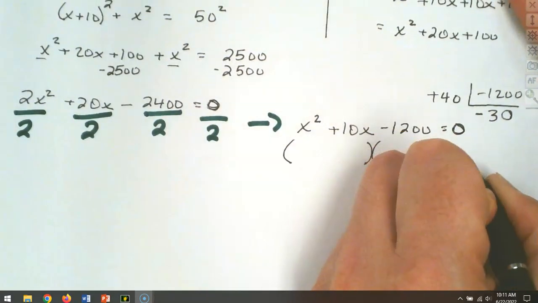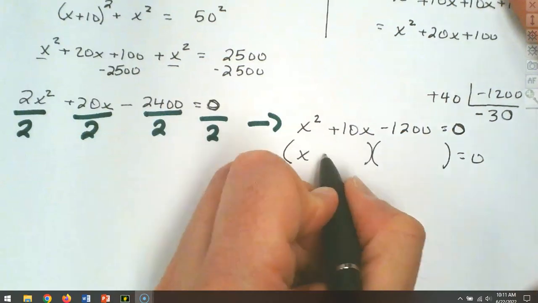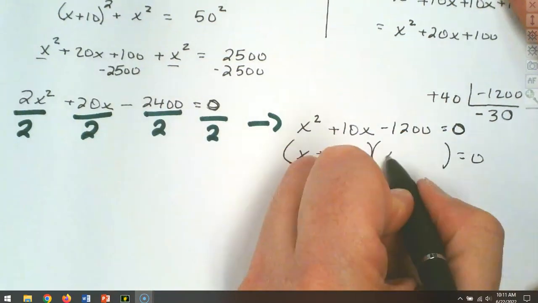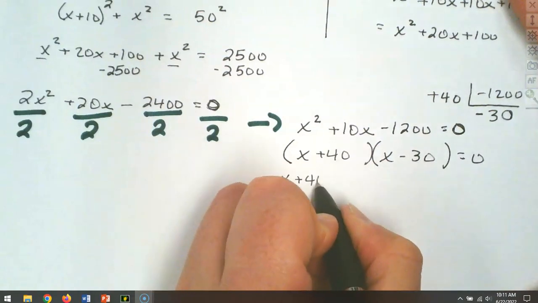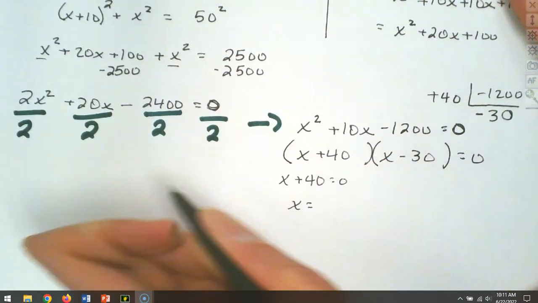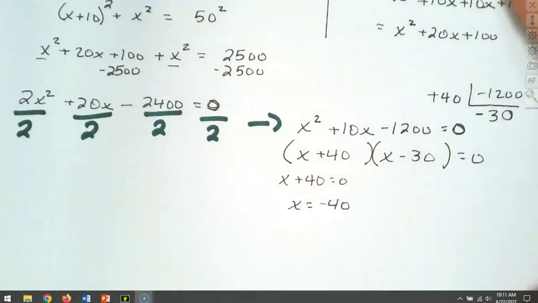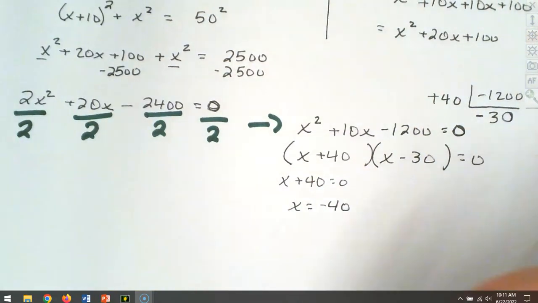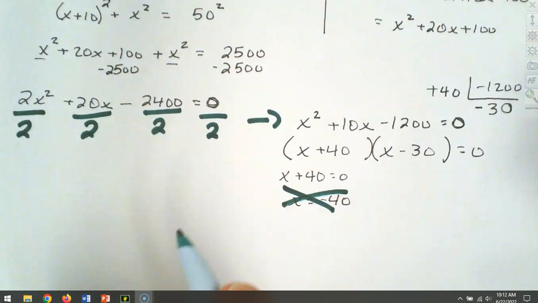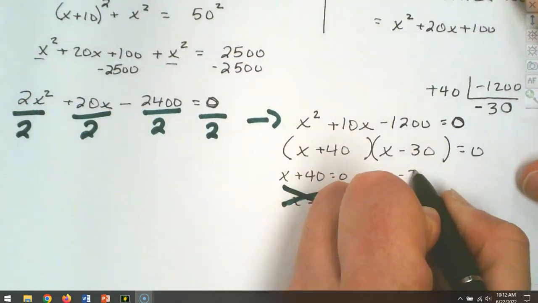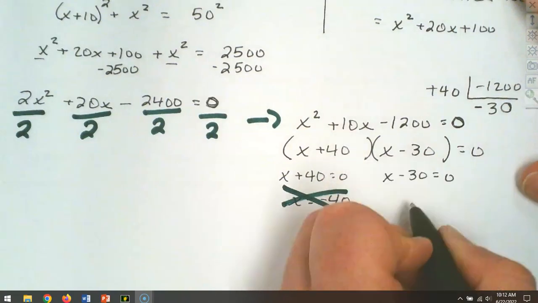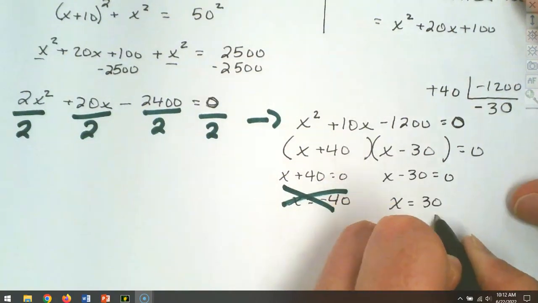We've got our solutions here. So we've got x plus 40 and x minus 30. And x plus 40 equals 0. So x equals a negative 40. Is that a legitimate solution? Nope, so it's gone. What about the other one? x minus 30 equals 0. So x equals now 30.